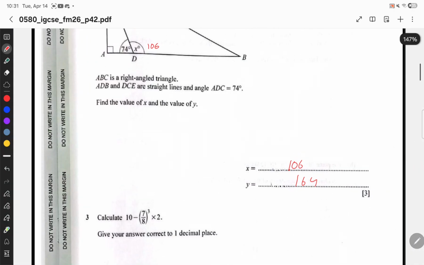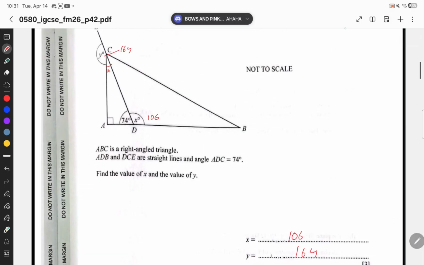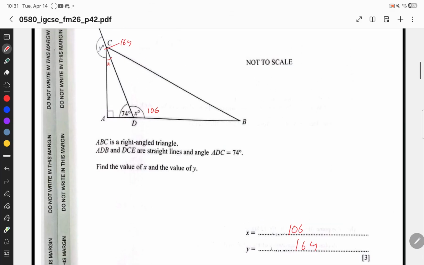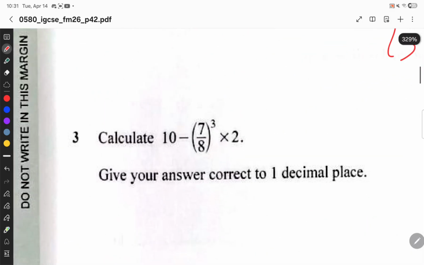Now 3 marks. I am not sure of the marking. Okay, I do not have the marking scheme, so I will just do it as a precaution, like be safe. And let's write down the working for y, because x is simple.